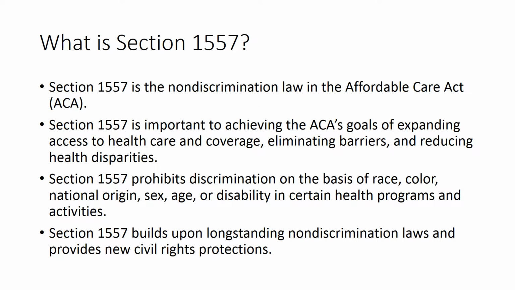So, first of all, what is Section 1557? Well, it's the portion of the Affordable Care Act that deals with non-discrimination law. And it's important to achieving the Affordable Care Act's goals of expanding access to health care and coverage, eliminating barriers, and reducing health disparities. Specifically, it prohibits discrimination on the basis of race, color, origin, sex, age, or disability. And it builds upon long-standing non-discrimination laws and provides new civil rights protections.